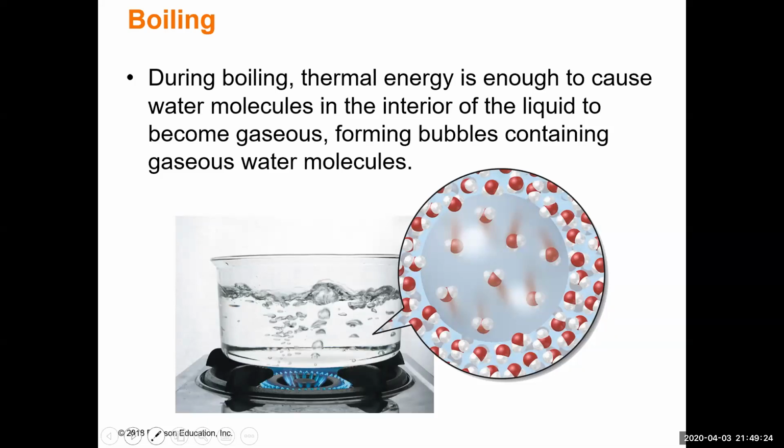Another phase change is boiling. Here we see a picture of liquid water beginning to boil. In this boiling process, the thermal energy is enough to cause the water molecules in the interior of the liquid to become gaseous water molecules. And this forms these little bubbles in the interior of the liquid. And these bubbles, here we see a magnified view, actually contain gaseous water molecules.